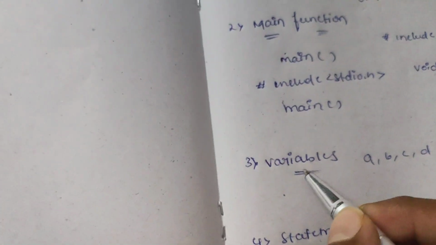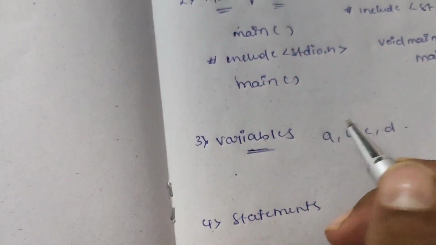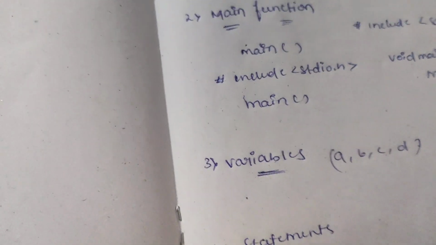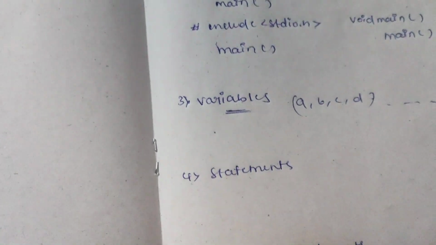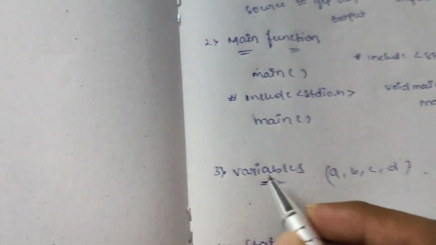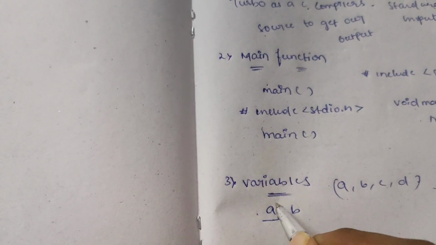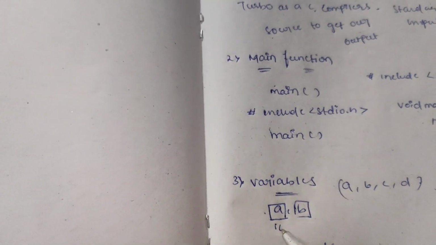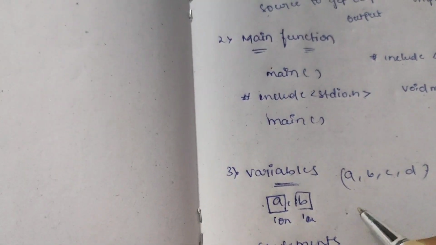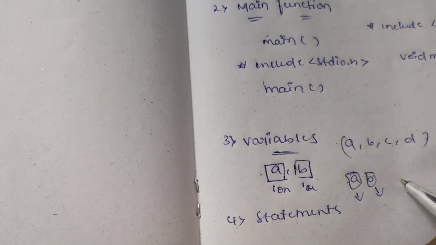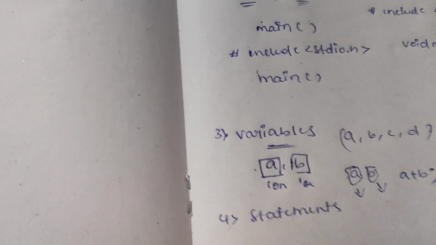Third step, we are talking about variables. What are variables? Variables are nothing but alphabets like A, B, C, D, and so on. For a program to do a sum of A and B, we have to declare A and B. A is one number and B is another number. We are declaring these two variables, A with one value and B with one value. So for the sum, we can write A plus B.